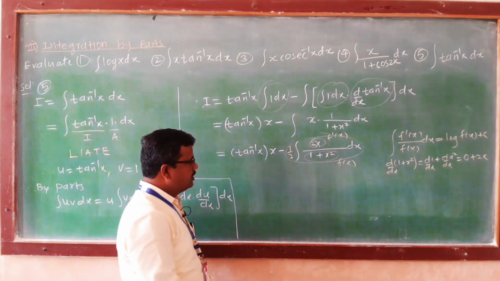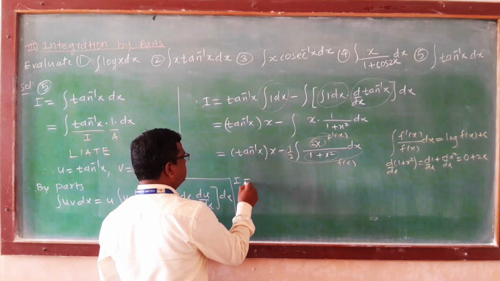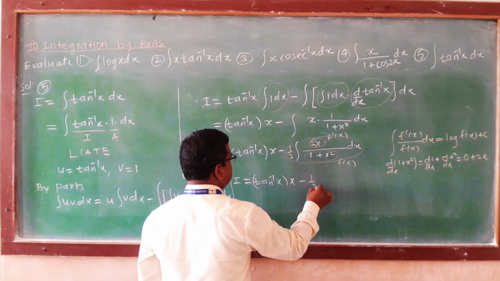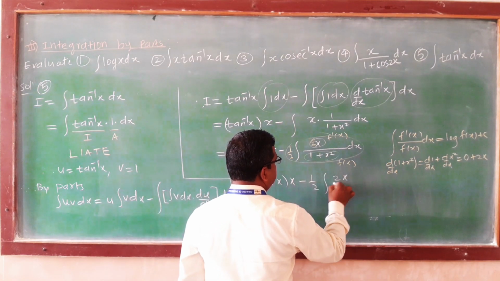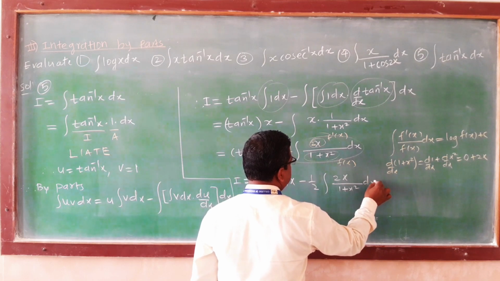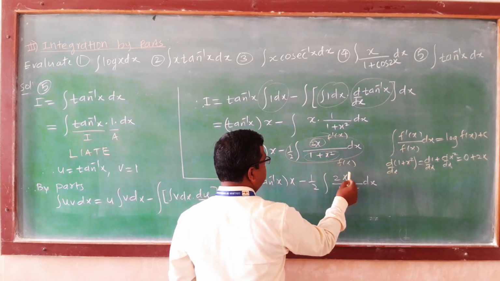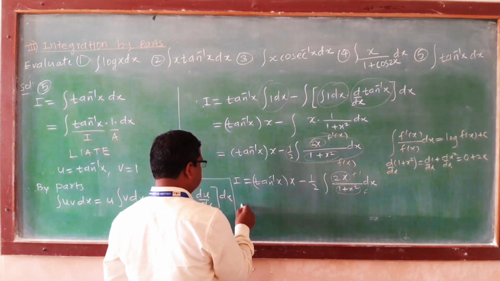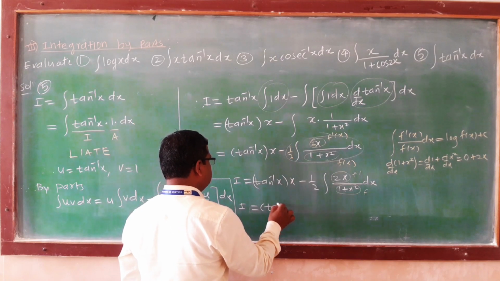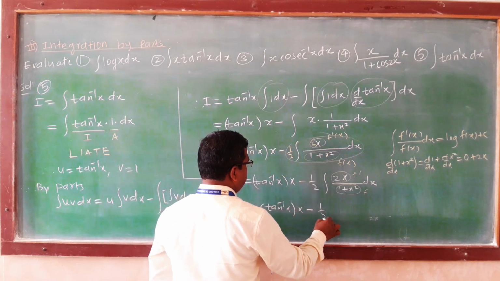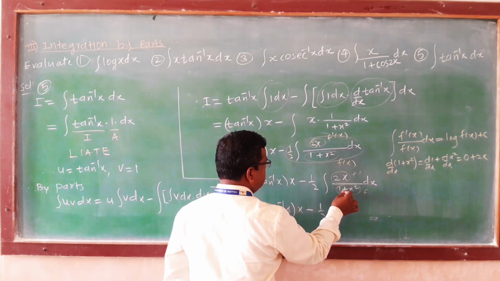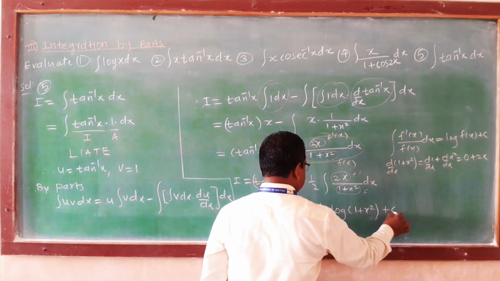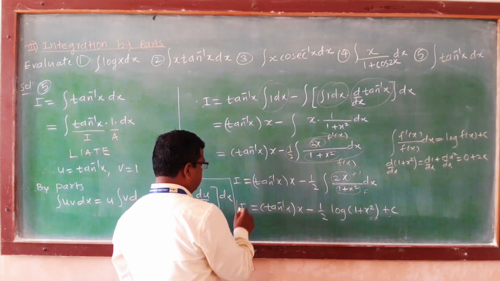Therefore I is equal to tan inverse x into x, minus half integration 2x upon 1 plus x square dx. Now this is f dash upon f, so which is equal to tan inverse x into x minus half, and by this result this value is log of 1 plus x square plus c. So this is the required integration.